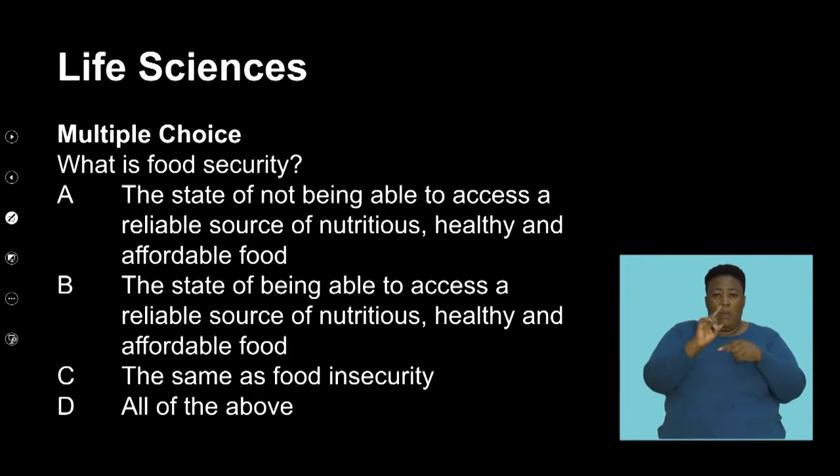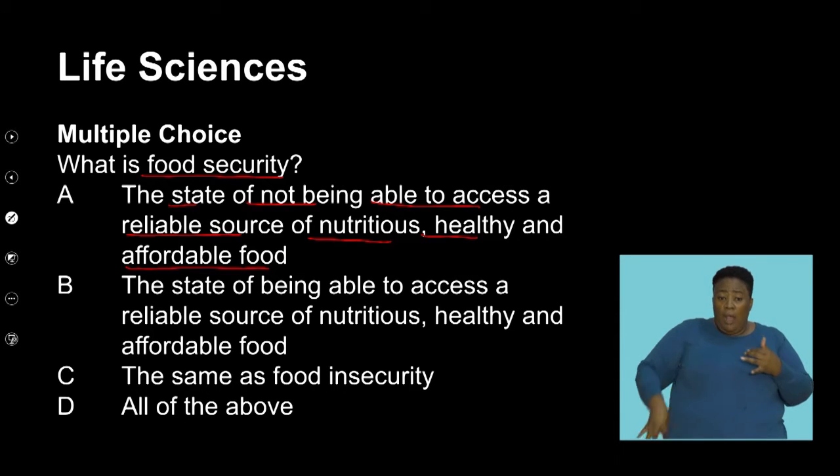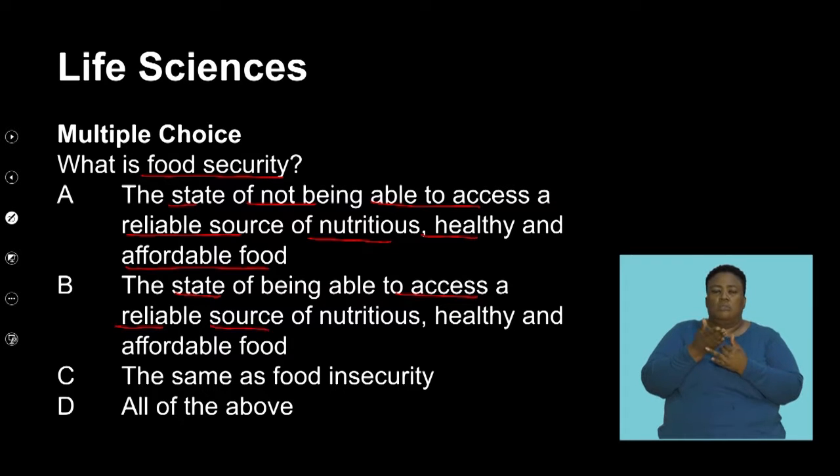So, a choice of questions that are presented for you, but the first one is going to challenge you, and I want you guys to look at the following question and possibly look at these options as we get through the lesson today. So, what is food security? A, the state of not being able to access reliable source of nutritious, healthy, and affordable food. B, the state of being able to access reliable source of nutritious, healthy, and affordable food. Or C, the same as food insecurity. Or D, all of the above.